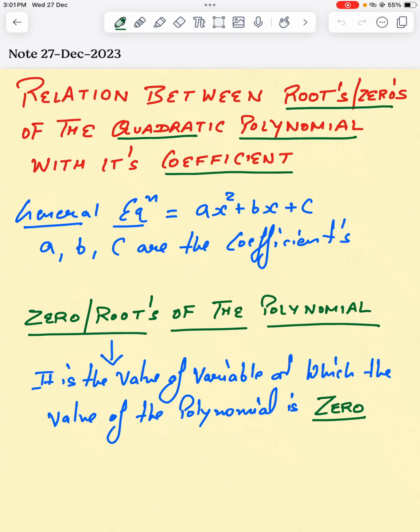In today's session, we will learn about the relation between roots or zeros of the quadratic polynomial with its coefficients. Also, we will discuss some examples and the way to find out the zeros or roots of the quadratic polynomial as well as its relation with their coefficients, right?